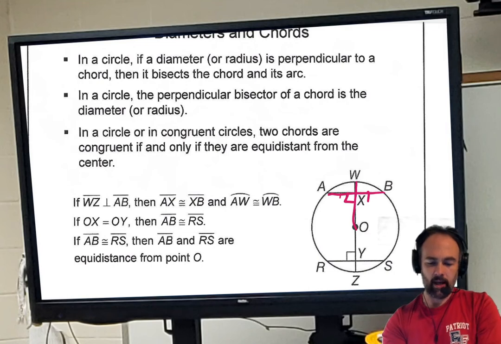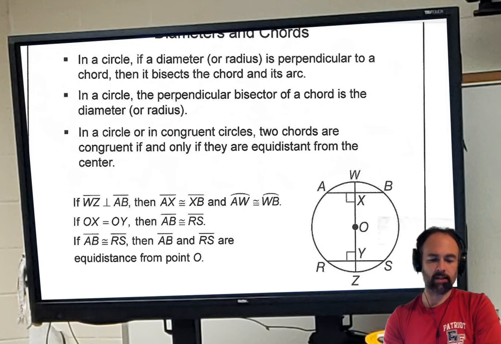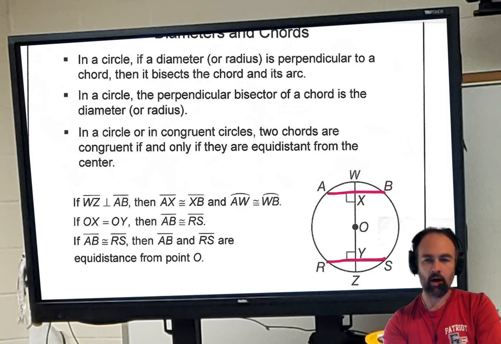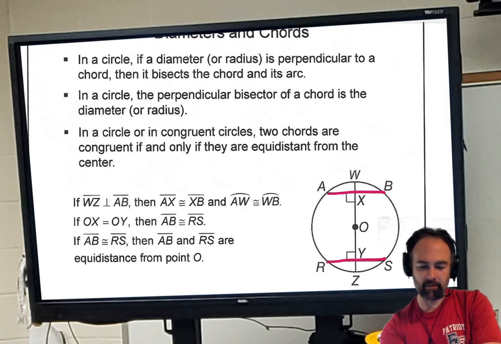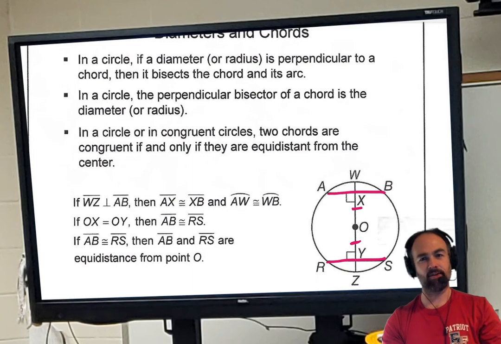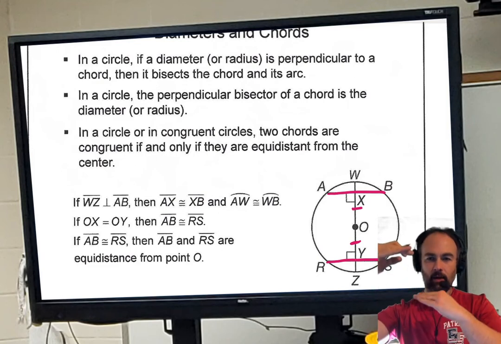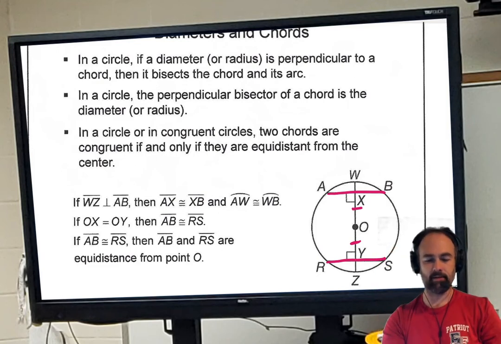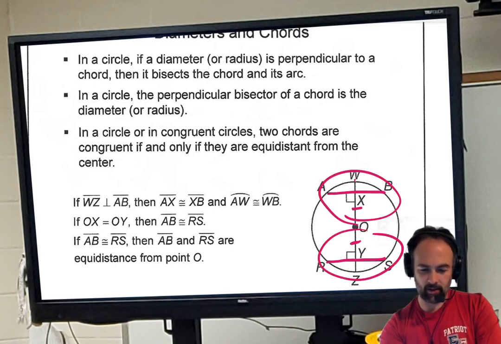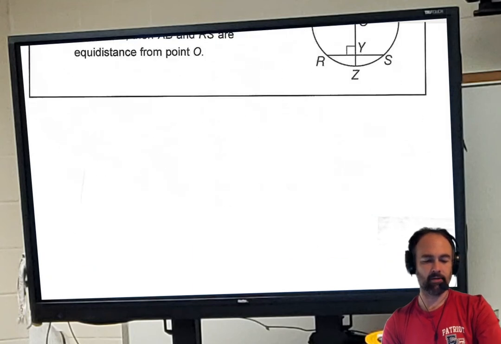Okay. Also, if I've got two chords, they are congruent if and only if they are equidistant. So here's what we got. AB and RS are equal to each other only if XO and OY are congruent. Only if their distances from the center are the same. That works the other way around as well. If XO equals OY, then AB equals RS. Okay. That's a lot. Basically, these two pieces are equal to these, and that also cuts everything in half. Not my best picture in the world. Let's see how that actually pans out.